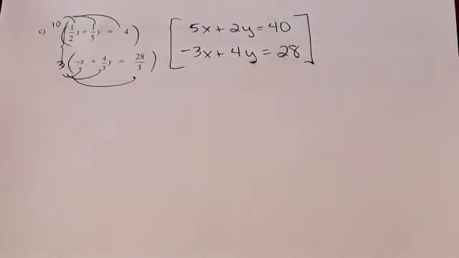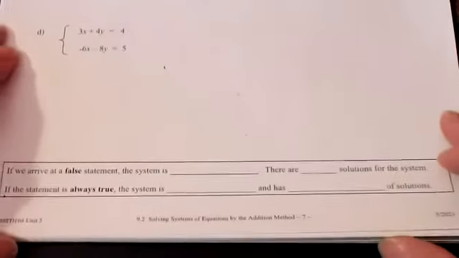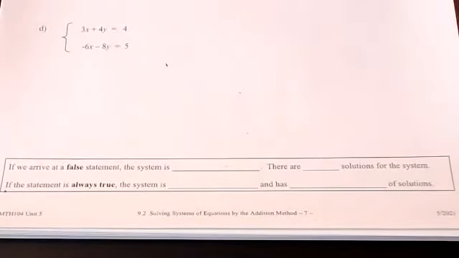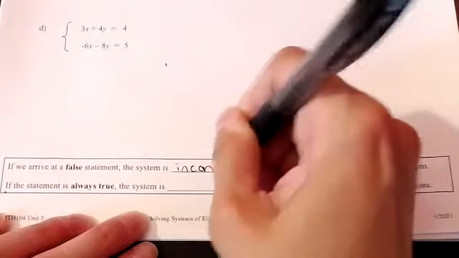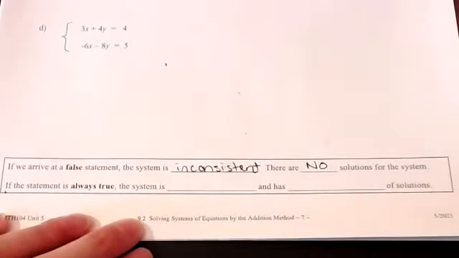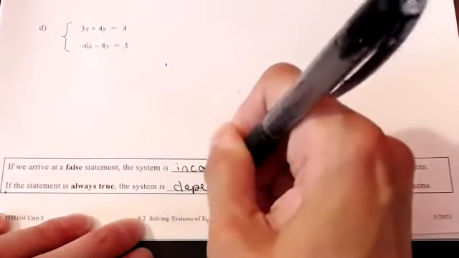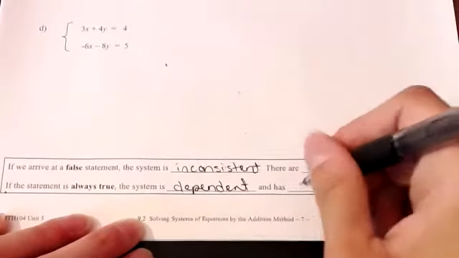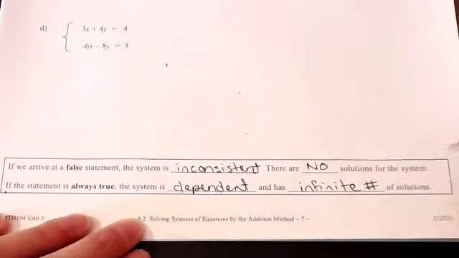So let's move on because this is all 098 content. So is part D, that's 098 content. As a reminder, if you arrive at a false statement, the system is inconsistent, which means there are no solutions. If the statement is always true, the system is dependent, and in which case there's an infinite number of solutions. Okay, keep that in mind.